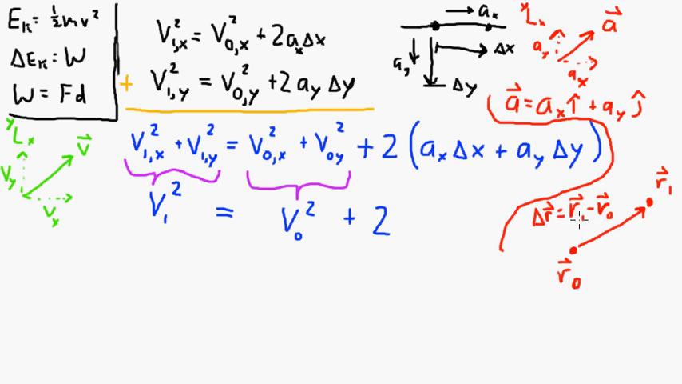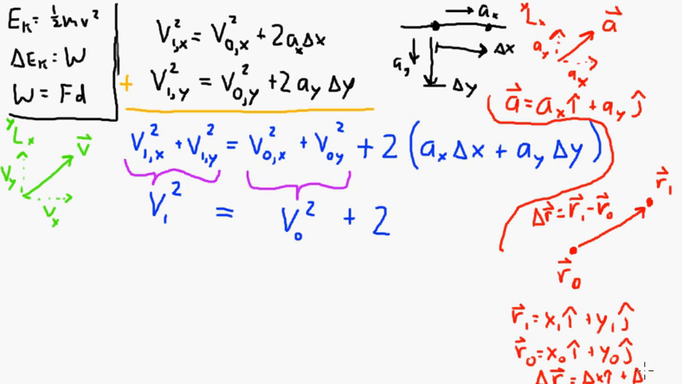Okay, so you can imagine R1 is some position like x1, y1. So this is going to be x1 i hat. If R1 equals x1 i hat plus y1 j hat, and R0 equals x naught i hat plus y naught j hat, then you can see that delta R is just going to equal delta x times i hat plus delta y times j hat.